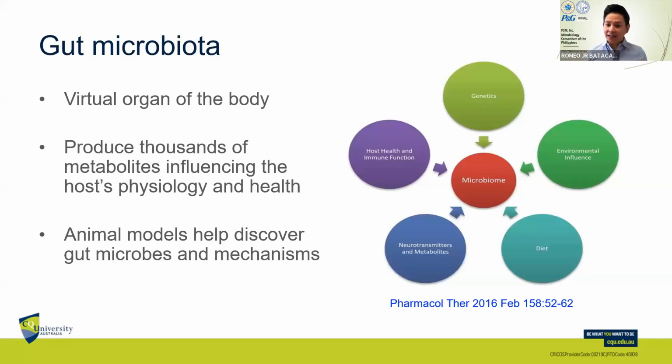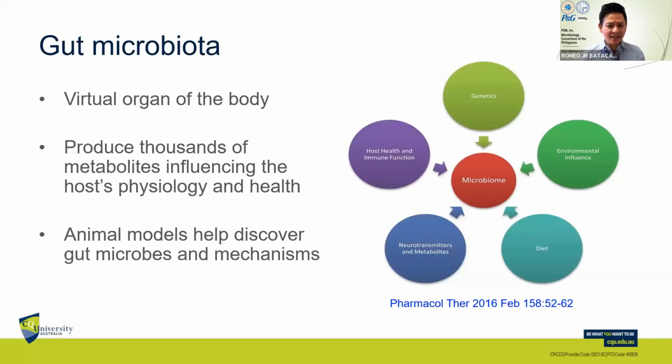Essentially, the gut microbiota allows fermentation of non-digestible substrates like dietary fibers and intestinal mucus, and this fermentation supports the growth of microbes that produce short-chain fatty acids and gases.